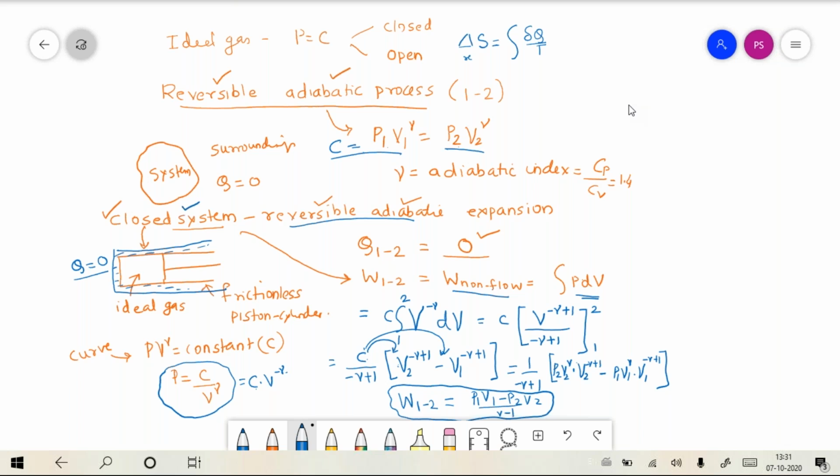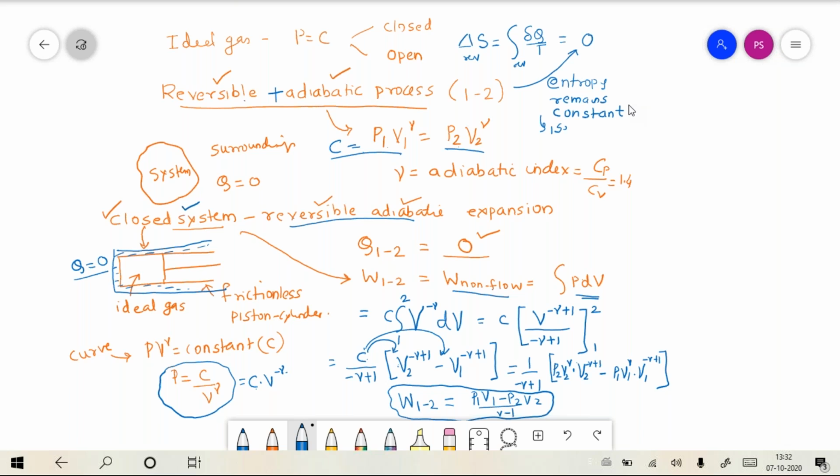This is also known as an isentropic process, a reversible isentropic process. On a temperature entropy diagram, how would that process be represented? Can you tell me, anybody of you? If I have to represent this process on a temperature entropy diagram, this process is simple adiabatic, how can it be represented?